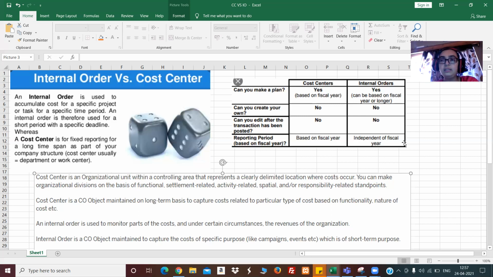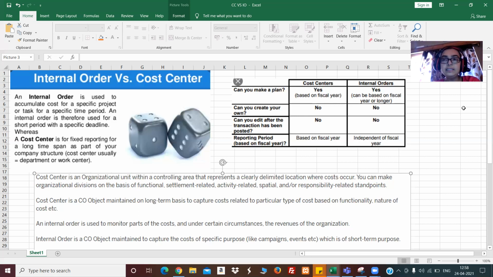We all know that these automobile companies sometimes go to office campuses and offer test drives. If those kinds of events or campaigns are held, then during that event span of time, they create small cost objects like an internal order, and in that internal order they capture all the costs belonging to that particular event, that particular campaign. It also captures the revenue, the income, as well.